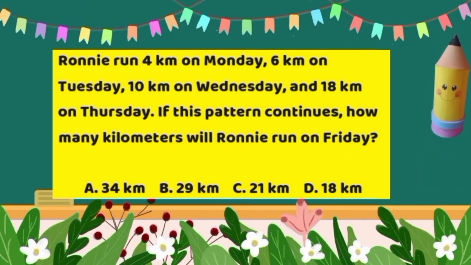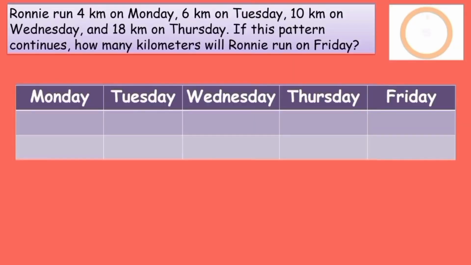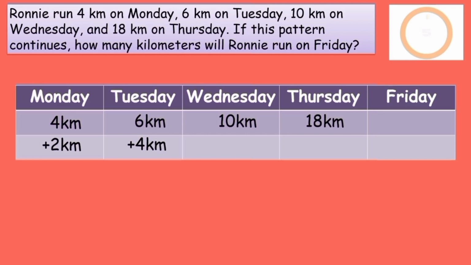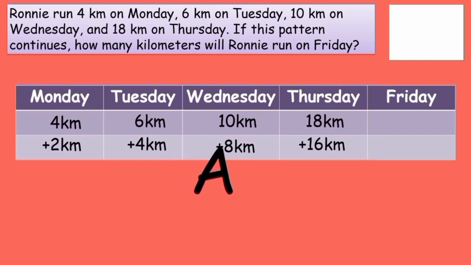In this situation, we have to look for a pattern. From 4 kilometers on Monday, it becomes 6 kilometers on Tuesday. So, we added 2. From 6 kilometers on Tuesday, it becomes 10 kilometers on Wednesday. So, we added 4. Then, from 10 kilometers on Wednesday, it becomes 18 kilometers on Thursday. So, we added 8 this time. If the pattern continues and we will add 16 to 18, what is the answer? Good job! The correct answer is letter A, 34 kilometers.